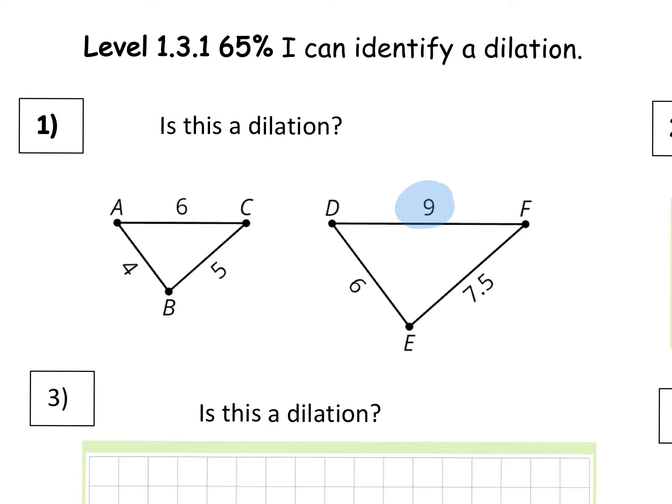So remember, for it to be a scale drawing, which is what you do when you create a dilation, you need to have the same scale factor for every corresponding side. So what I did is I took each corresponding side, so 9 and 6, for example, and I divided 9 by 6.